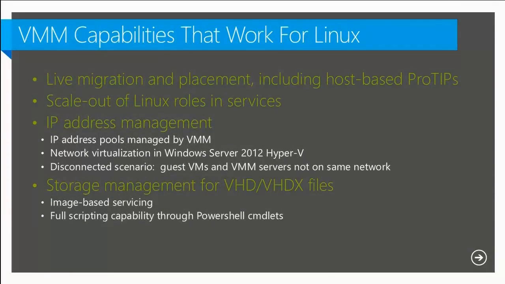Scaling out Linux roles and services. In my web tier that I deployed, I can go back now in PowerShell or in the console and scale out that web tier within the confines that I set as minimum and maximum. All the networking configuration is good there. The Linux VMs don't have to be able to talk to the VMM server. It's all done offline through the host. And then storage management is good. Really no OS dependencies there.